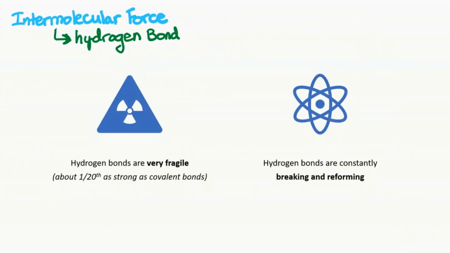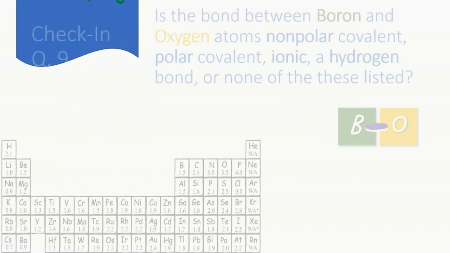Now, two things to note about our hydrogen bonds are that hydrogen bonds are very fragile. They're about 1/20th as strong as our covalent bonds. And hydrogen bonds are constantly breaking and reforming. This factoid will come into play a little bit later.